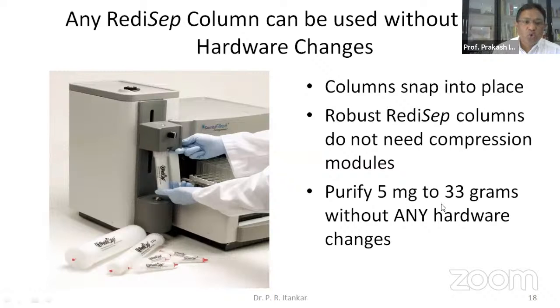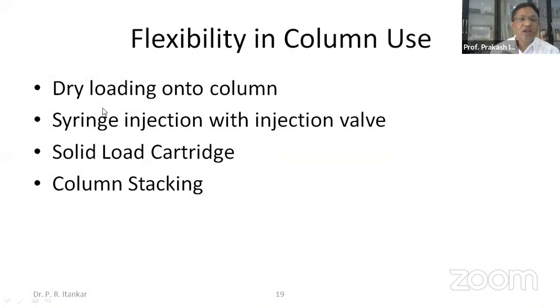As I was telling you, if you are taking 33 grams, at least the column should have 330 grams of silica gel inside it, which is of flash chromatography grade. It's a little bit different from regular column chromatography. Simple snapping up of the columns is possible. No hardware changes are required, and you do not spend more than a minute to change or load the column in the system.